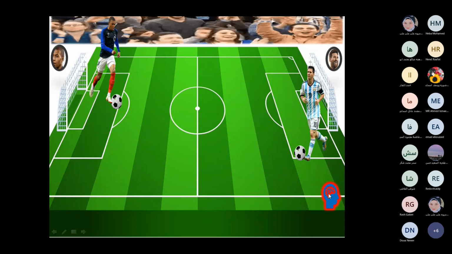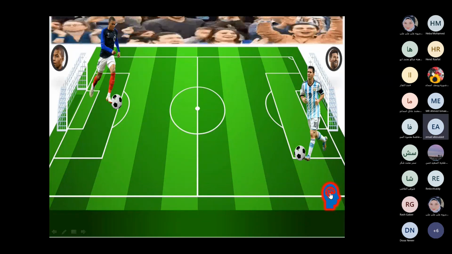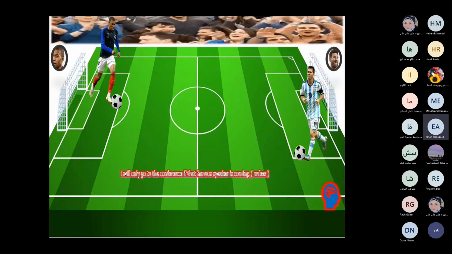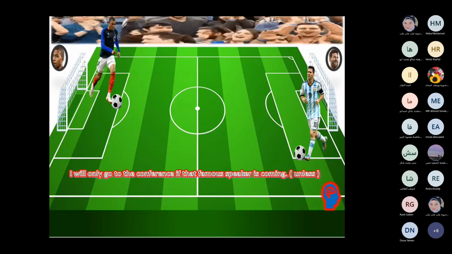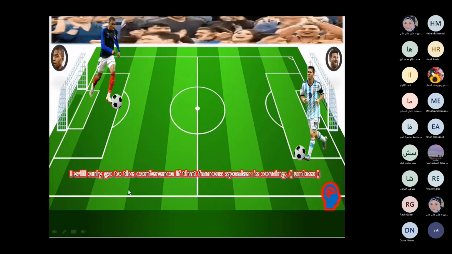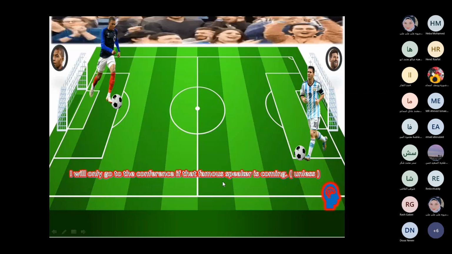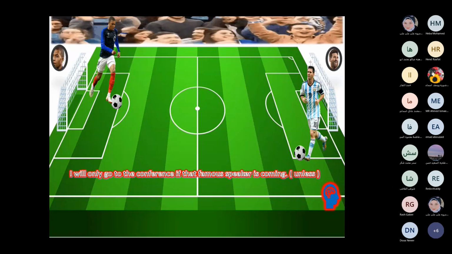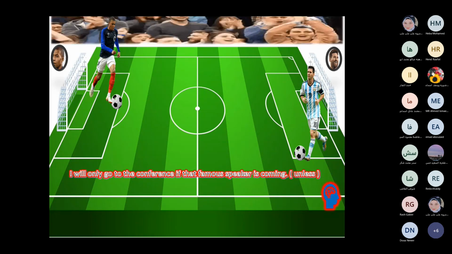First sentence, who will start? Let's start with Messi. Mr. Sayed, from Mbappe's team, you are ready. Here is your sentence. Read it, rewrite it. I will only go to the conference if that famous speaker is coming. Use unless. I won't go to the conference unless that famous speaker is coming.